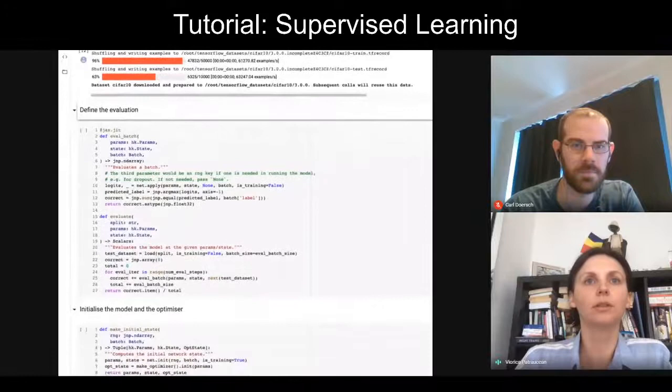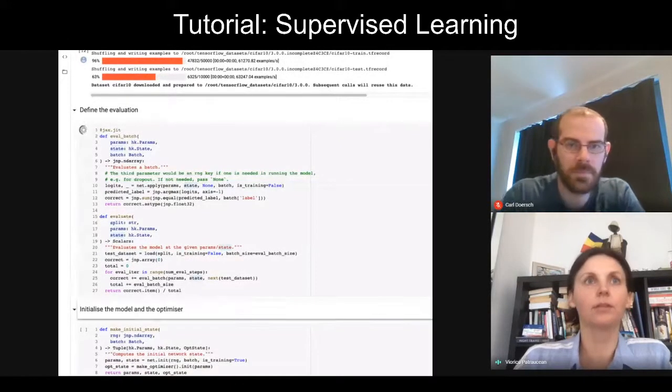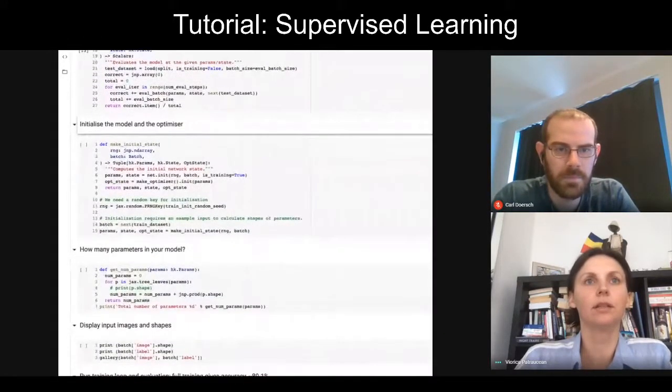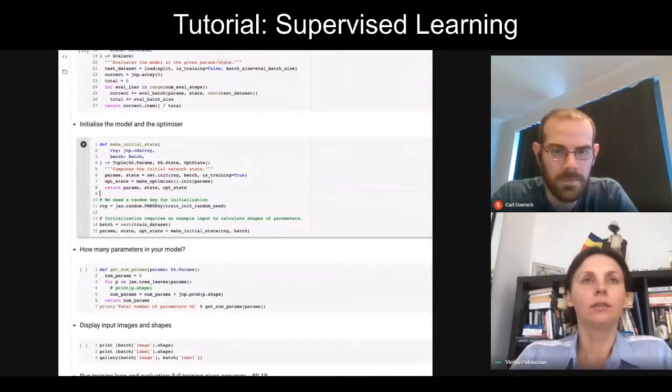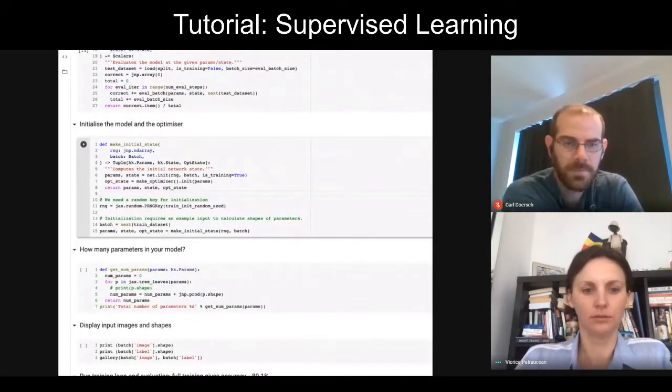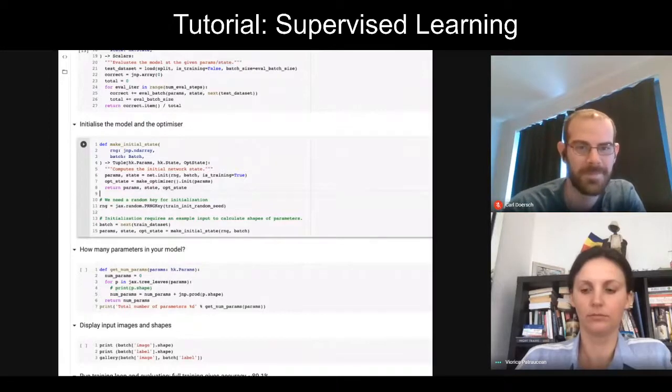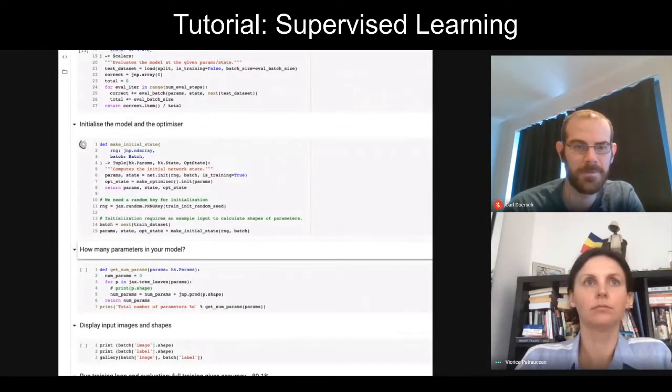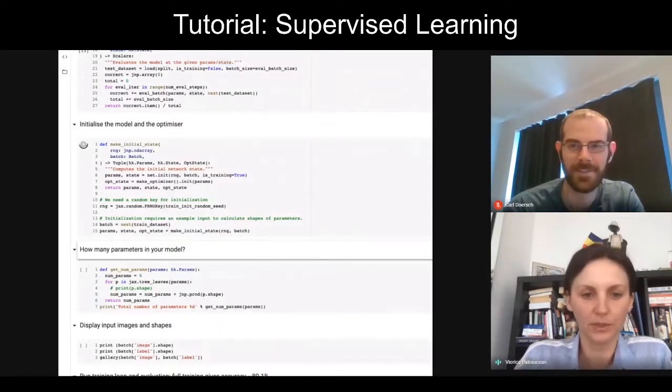Okay, I hope this works. So next we define the evaluation. Let's see if I... Okay, there seem to be some download errors. So maybe please try again. Maybe there are many connections now at the same time.